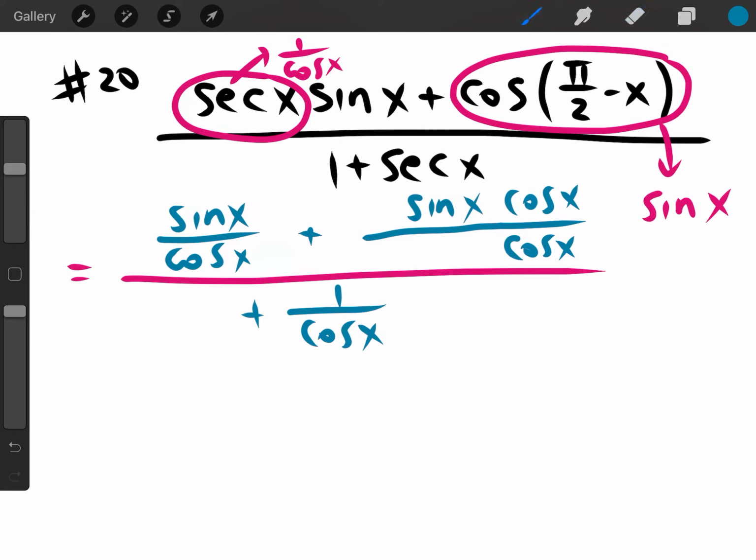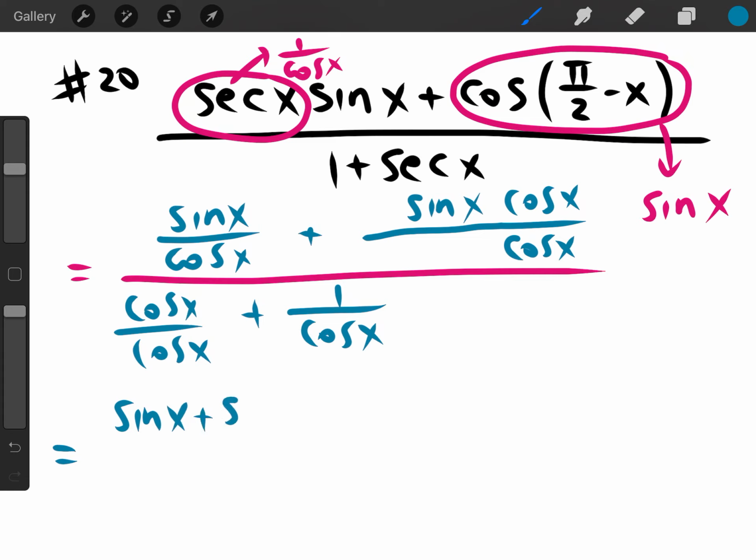On the bottom, we have 1 plus secant x. So that's going to be 1 over cosine x. And we're going to try to change the 1 to have the denominator equal to cosine x.